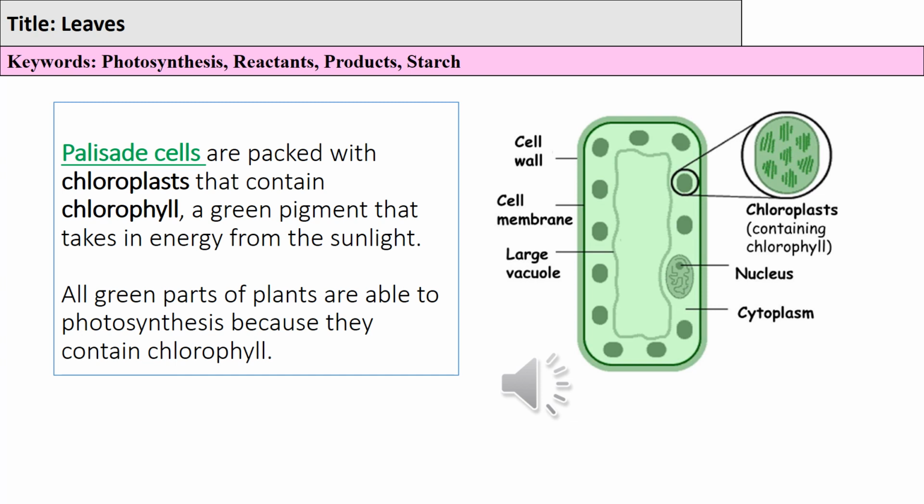Any part on the plant that is green is able to photosynthesize. So that would apply to the stems and the shoots as well. So any area that is green is able to photosynthesize because they contain chloroplasts, which, as you can see from the diagram, contain the pigment chlorophyll.